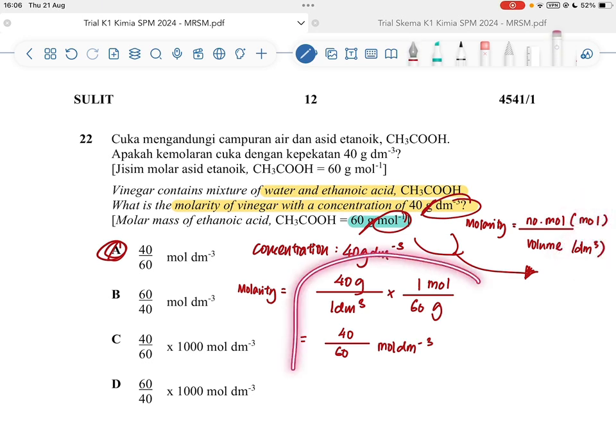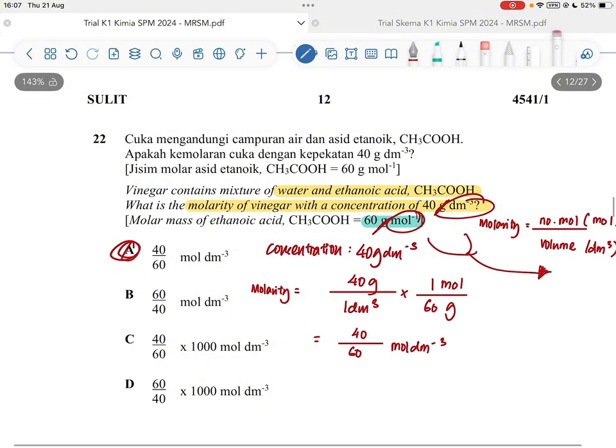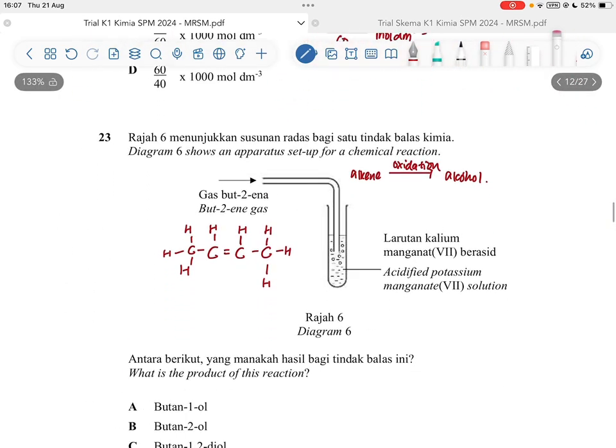Then we do some calculations where we put this concentration first, and then we invert the molar mass to become 1 mole per 60 gram. Then the same units we can cancel out, and then we get this answer, which is A, 40/60 mole per dm cube.